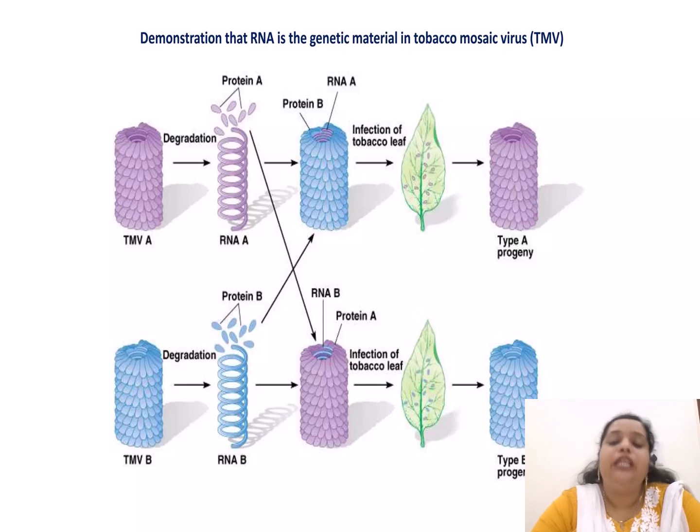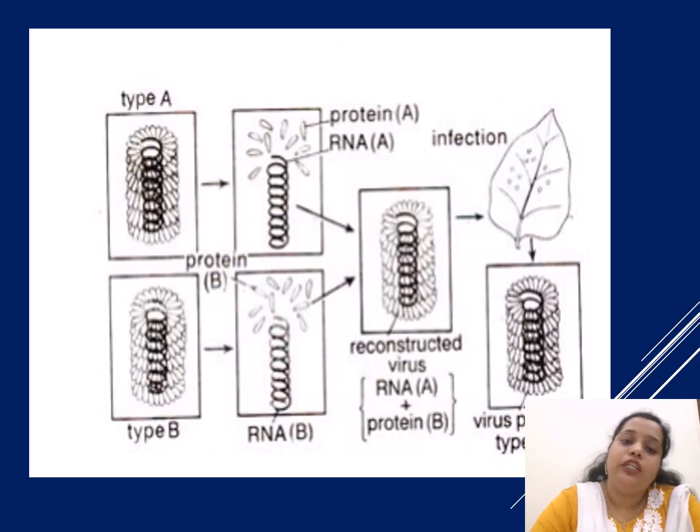So here, if you see, in both the cases, infection of the tobacco leaf caused the tobacco mosaic disease. But when the type A progeny was checked after it had caused the mosaic disease, it was found that it contains RNA A and protein B, and that is only responsible for further transfer of mosaic disease. So here is another diagrammatic representation which I told.